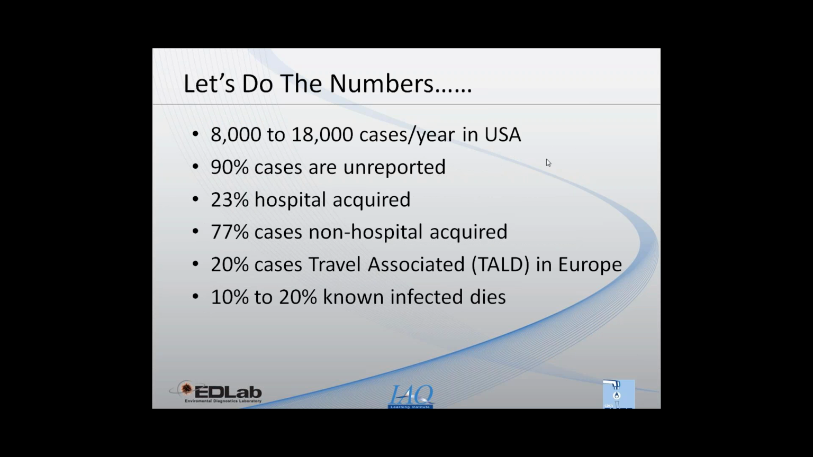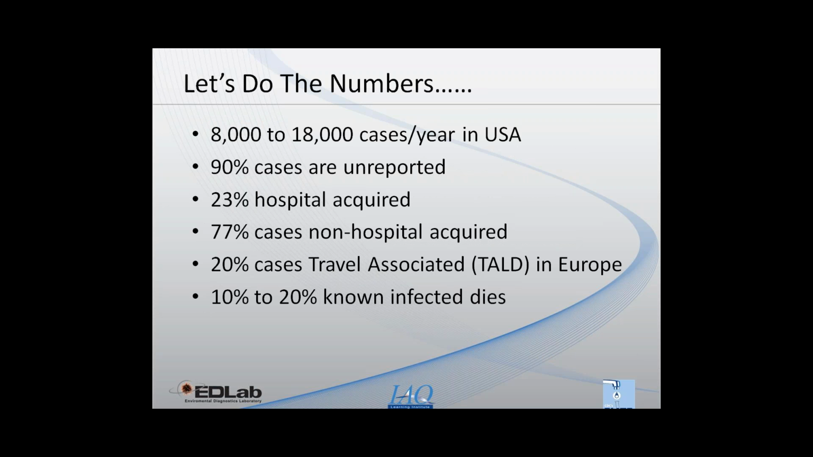Now, not to alarm you guys listening to us, our audience, but we do have some statistics here to show some numbers about Legionella to give you a better idea that it's not just this hidden thing that happens. There are about 8 to 18,000 cases per year in the United States alone. As you can see on this next bullet point, 90% of cases are unreported.